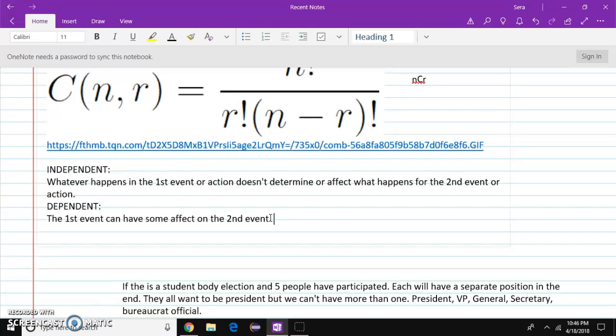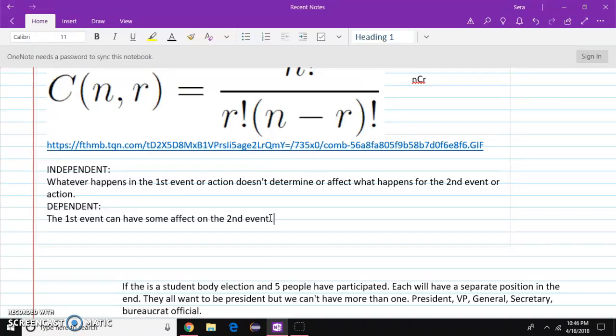So if you roll a dice and you get a two, and then the second time you don't get a two, it doesn't matter because it's a fair dice. Rolling a dice does not change the effect of the first one or the second one. If you roll a two first, it does not mean you're going to get a two the second time.